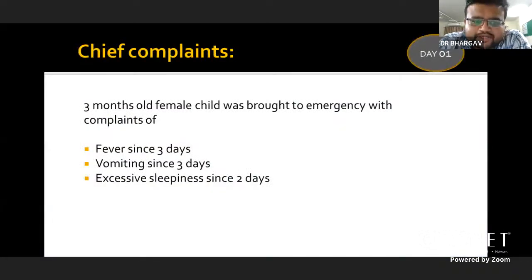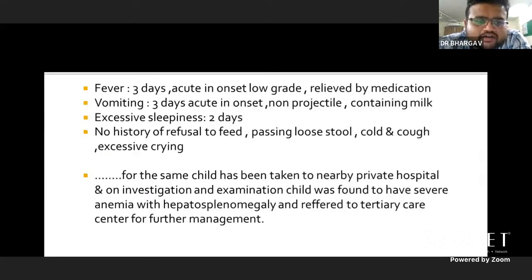Coming towards the chief complaint, I am presenting a case of a 3-month-old female child who was brought to our emergency with complaints of fever since 3 days, vomiting since 3 days, and complaint of excessive sleepiness since 2 days. The fever, which was acute in onset, low grade in nature, and relieved by medication.